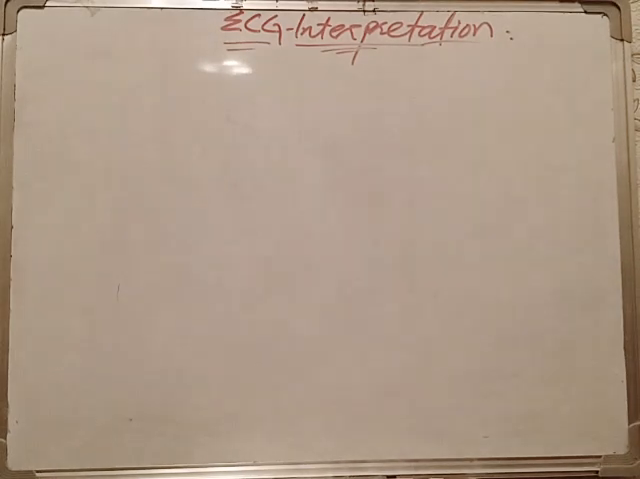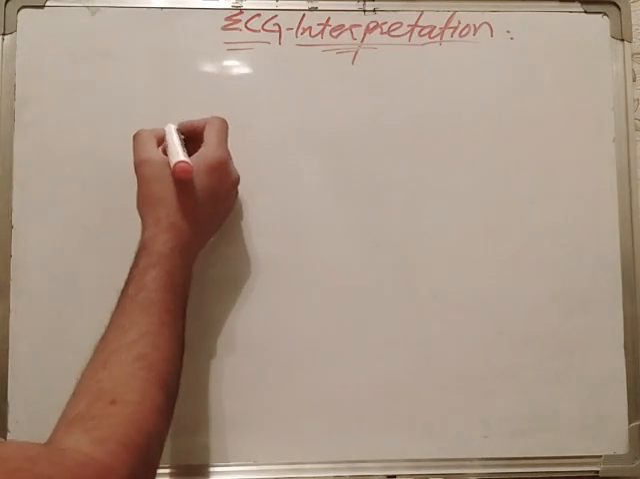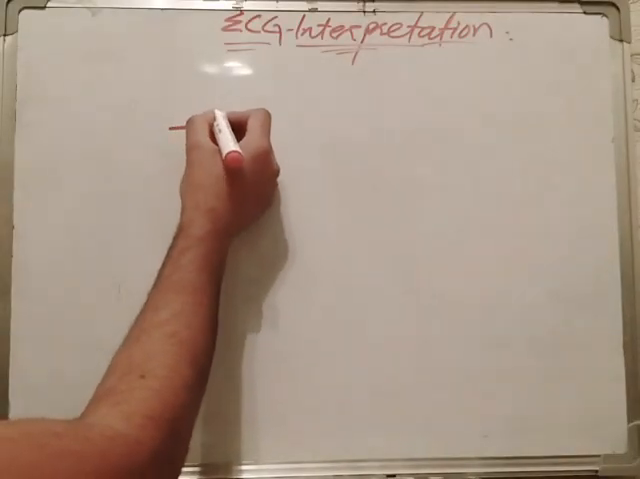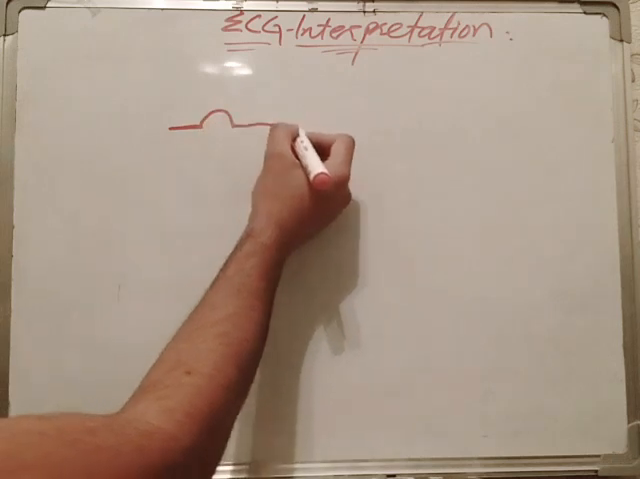Hi friends, today we will talk about right atrial and left atrial hypertrophy and their electrical presentation on ECG. So let's go through the atrial hypertrophy. Before going to the atrial hypertrophy, we have to know the normal ECG graph.